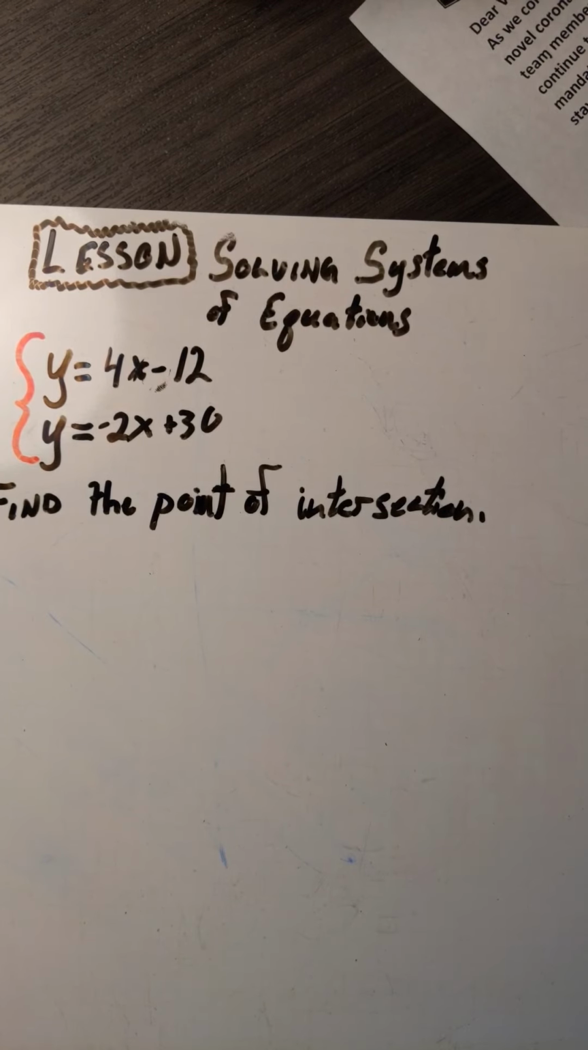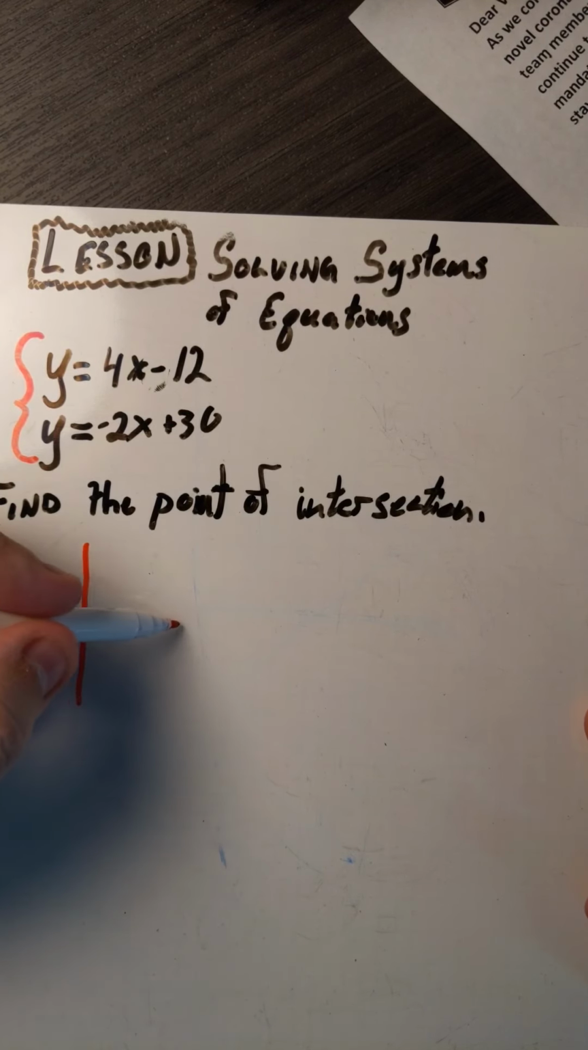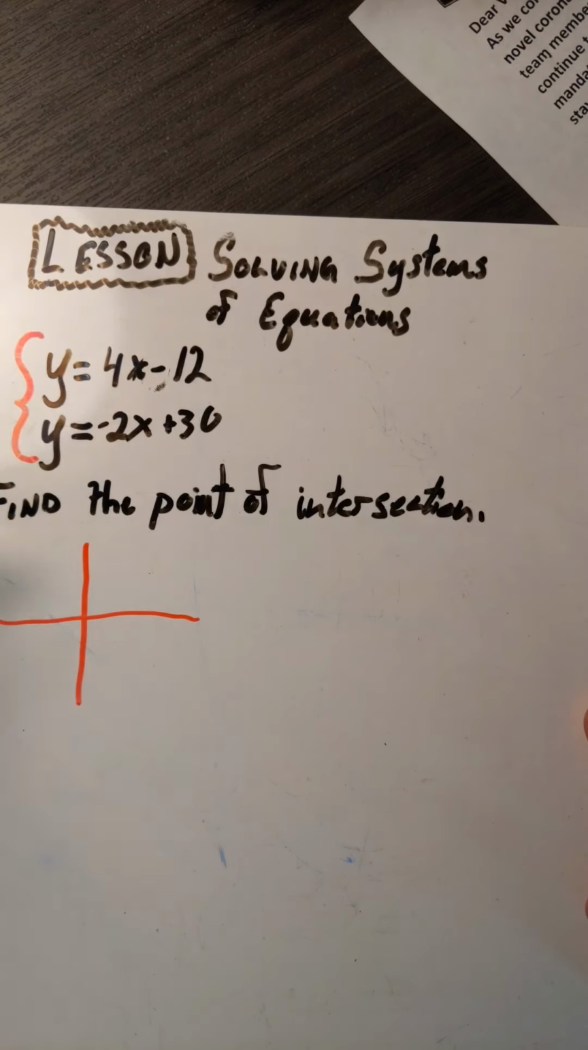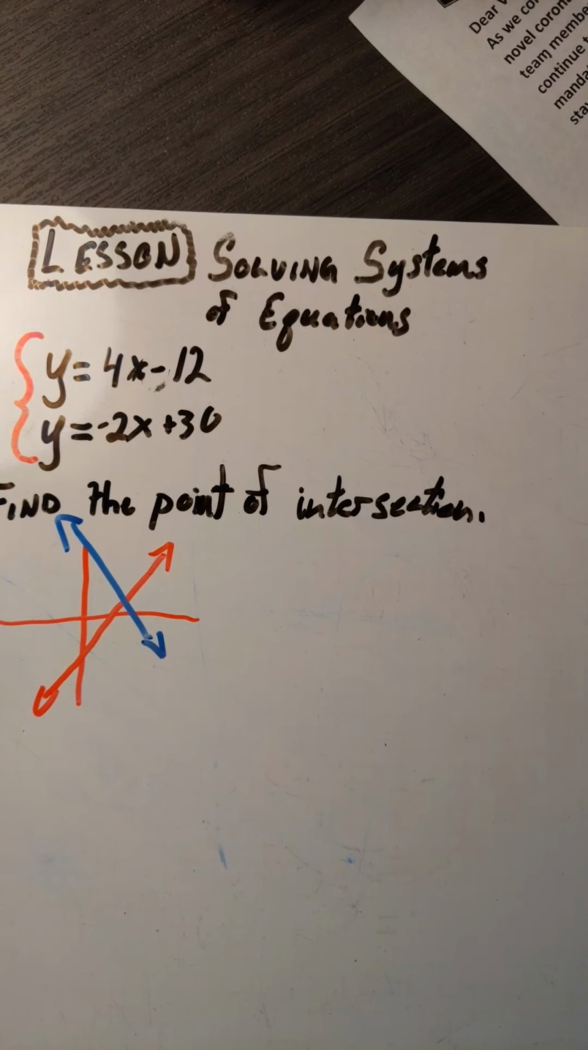And what that means is if we were to graph these two lines on some coordinate plane, which we'll do a quick sketch of here, you won't need to write this, this is just for a quick reference. If we were to graph these two equations, maybe the first one goes up like this, and maybe the second equation goes downhill like so. What we're trying to figure out is where they share a common point.